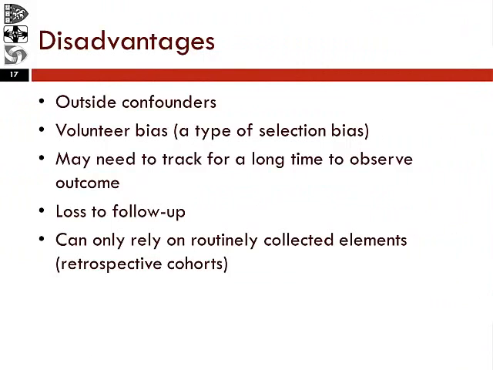Disadvantages. So we talked about this, outside confounders, particularly if the exposed group and the unexposed group are very different from each other. There may be a volunteer bias, which is a type of selection bias. So remember I said Jeanette, I don't tell her what group she goes to, she decides. And she may decide and prefer one group, and there may be a volunteer bias because of that preference.